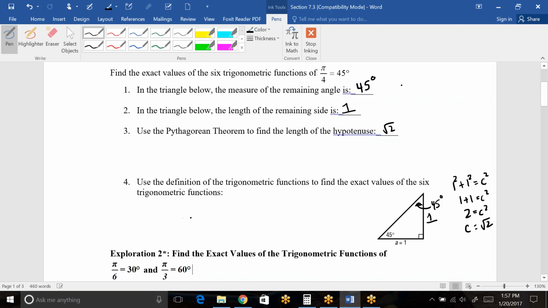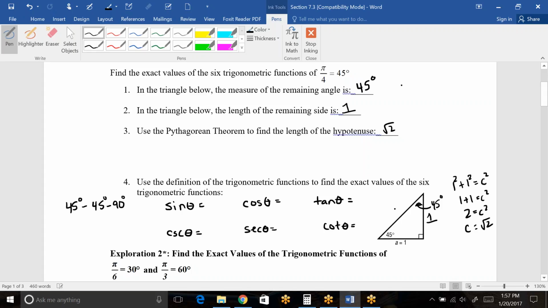Now that we know that, we can define all of the 6 trig functions for this special 45, 45, 90 triangle. So in a 45, 45, 90 triangle, sine of theta, cosine of theta, tangent of theta, then we'll also need cosecant of theta, secant of theta, and cotangent of theta. So we're going to focus on the top 3 first.